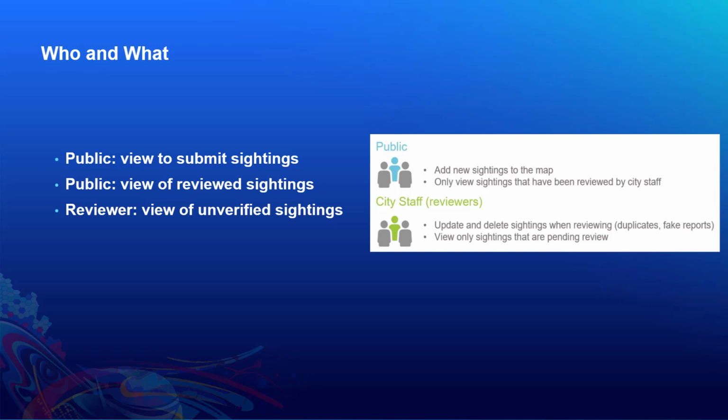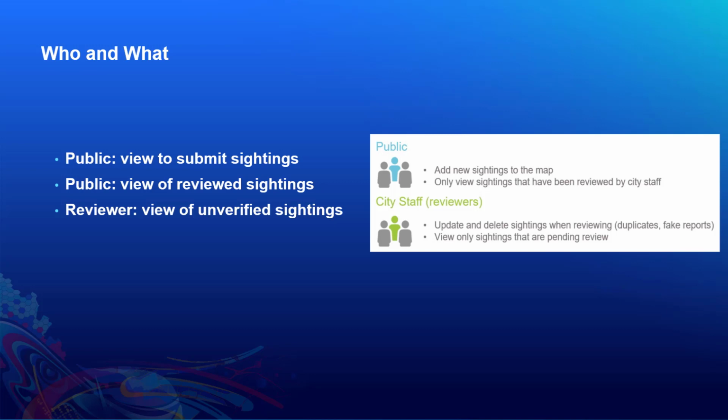Now that we've figured out who can access the data, we need to determine what data each group can access. The public will need two views on the data. The first being a view for public submissions. This view will allow the public to add new sightings, but not see them since they haven't been reviewed yet. The second public view will be a read-only view of all the reviewed sightings. The third and final view will be for reviewers. This view will show sightings pending review. Reviewers will be able to update and delete sightings based on their quality and content.